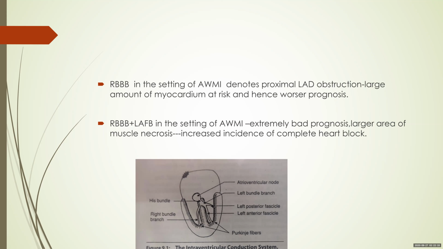This is not true in the setting of an inferior wall MI. In inferior wall MI, it never goes in for a permanent pacemaker implantation. It is invariably reversible. So in an anterior wall MI, you have a right bundle branch block plus left anterior fascicular block, and then it progresses to a complete heart block, and then you have to put in a permanent pacemaker.